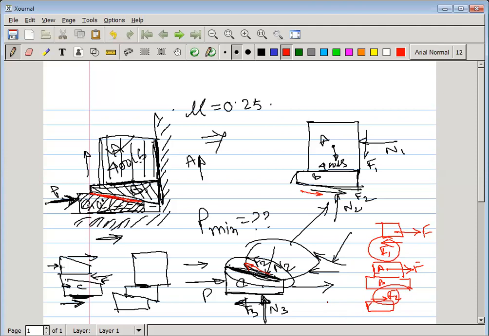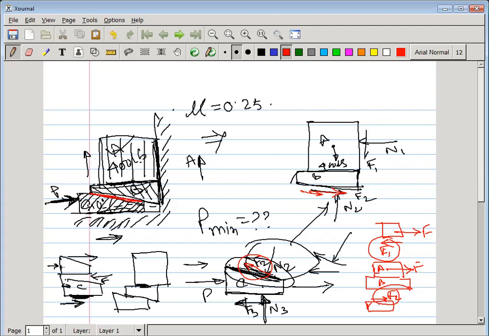Our main intention is to maintain the equilibrium of the system, so these neutralize each other. In such a manner we have to draw the free body diagram. As this friction force is in this direction, we have to apply the friction force in the opposite direction for block B. Up to this, is it clear now? Okay, sir.